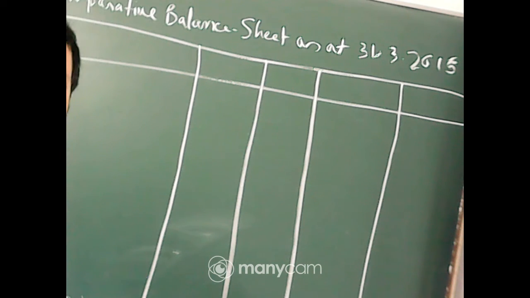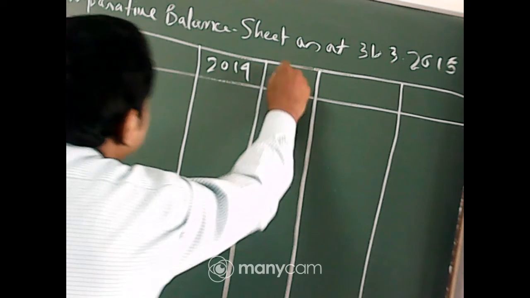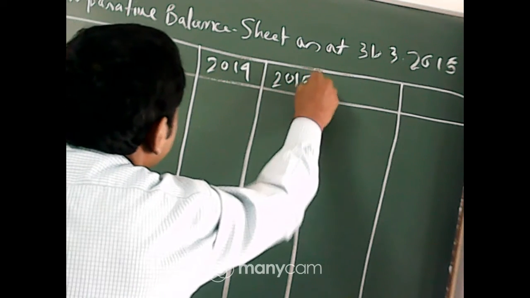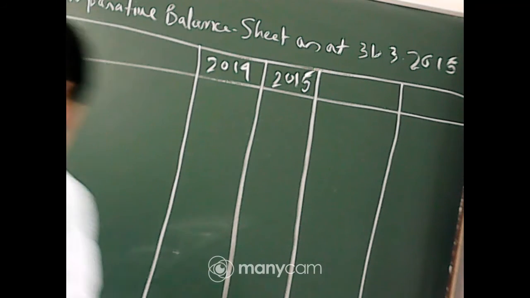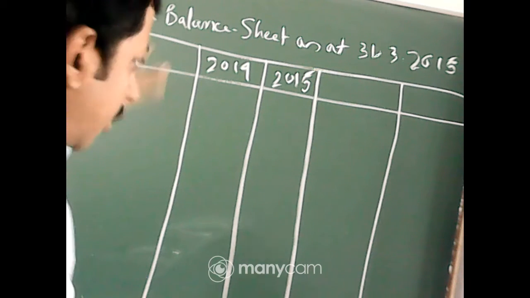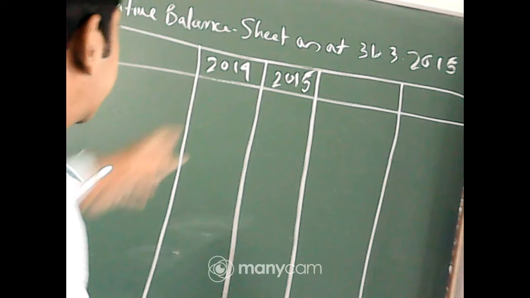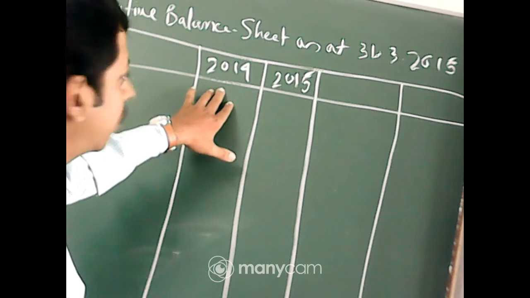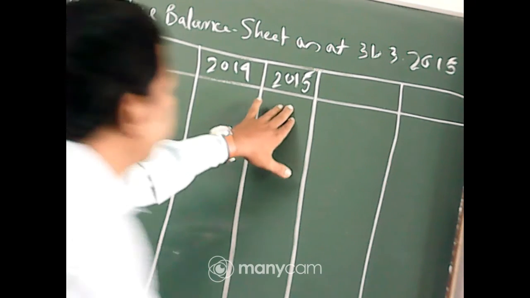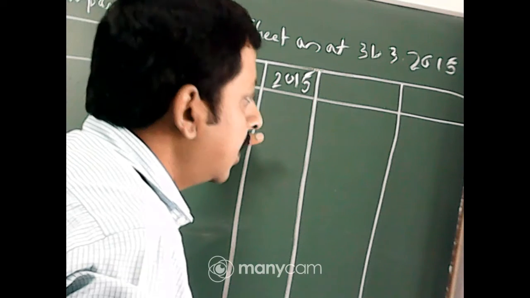The only thing you have to do is reverse it. You compare the 2014 figure with the 2015 figure. But in your book you can see the 2015 figure column is first and the last year figure is second, but we just reverse it. Last year figure we will write first, then current year figure. Then, in case of comparison, you have to take the basis of last year figure.